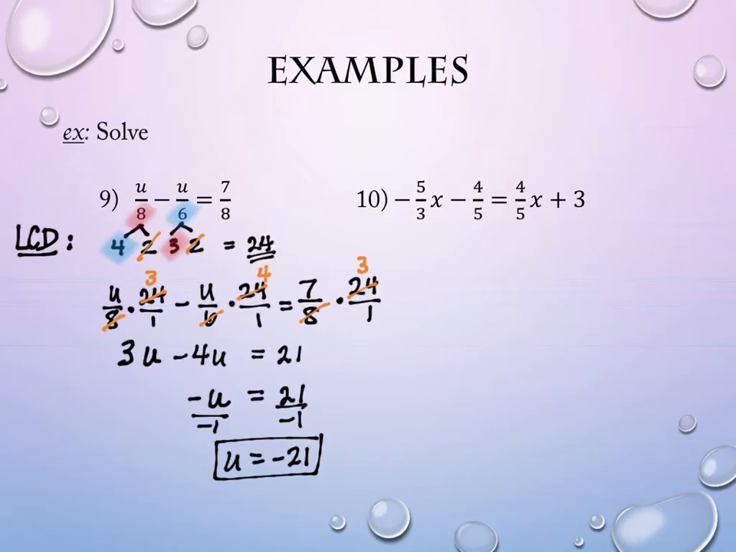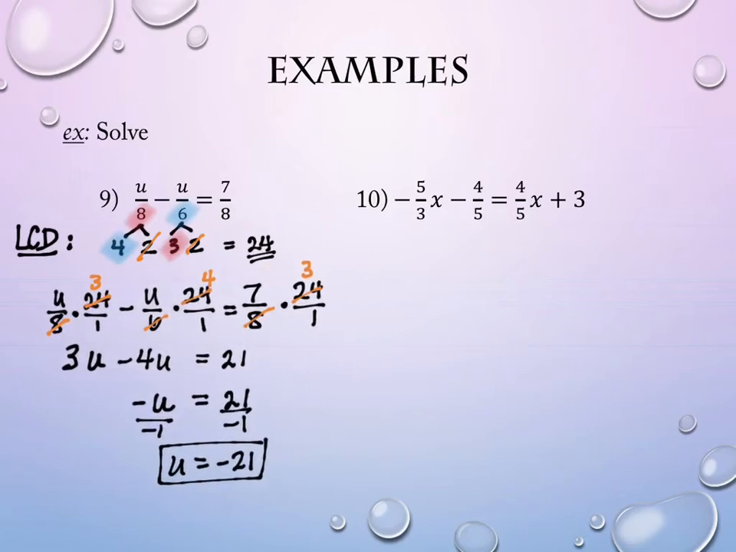The next problem actually doesn't even matter whether you use least common denominator or common denominator because they're the same. 3 and 5 don't factor. Everybody with me on that? So the least common denominator is actually the same as the common denominator here, which is 3 times 5. So 15 is our magic number.